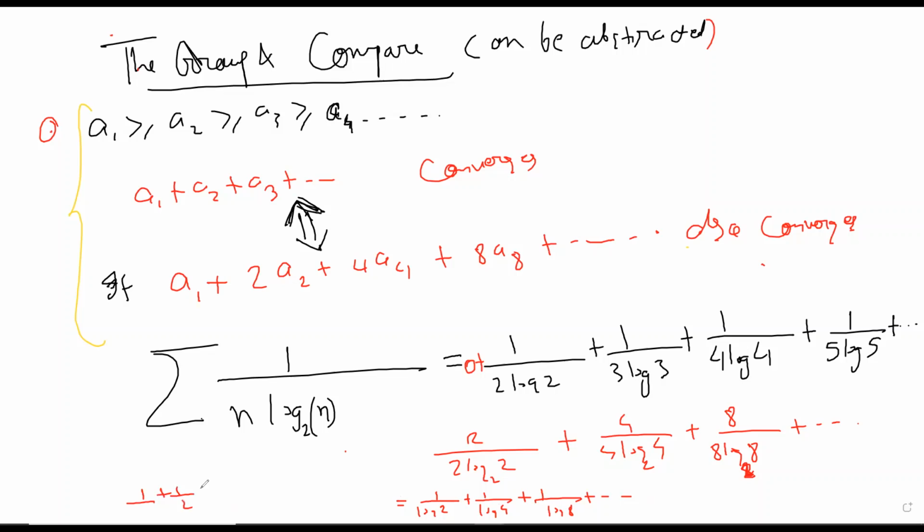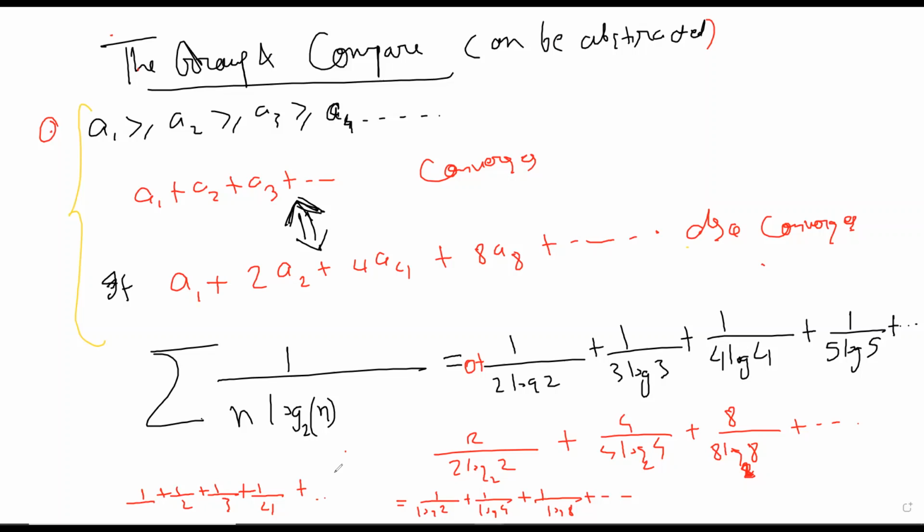So it basically becomes a harmonic series, because the reciprocals are in AP. You see, with a naive comparison, we were not able to compare it with the harmonic series. A term by term comparison with the harmonic series was not working.